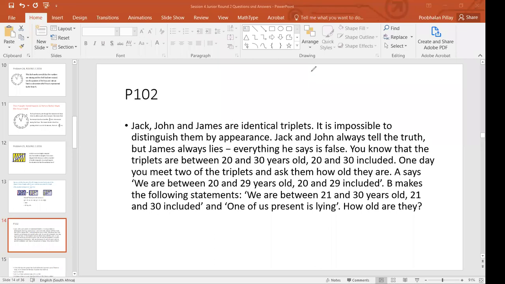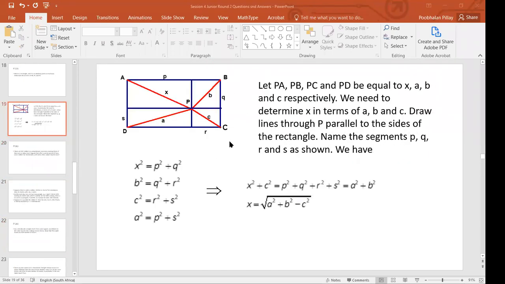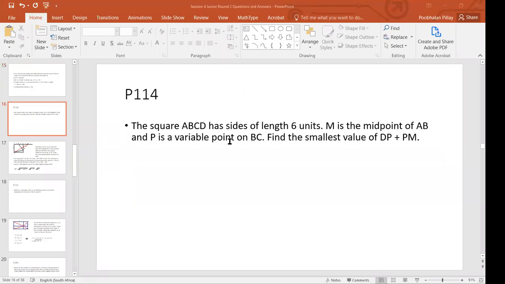Okay, now we get to this. I don't know what number this will be. Right, so we're going to problem number 114. This problem says the square ABCD has length 6 units and M is the midpoint of AB.